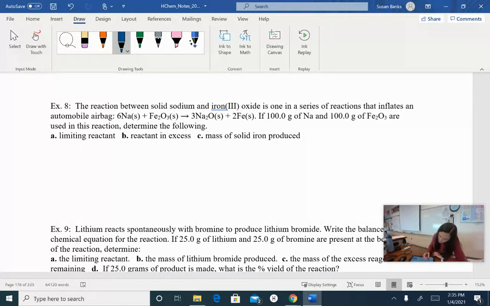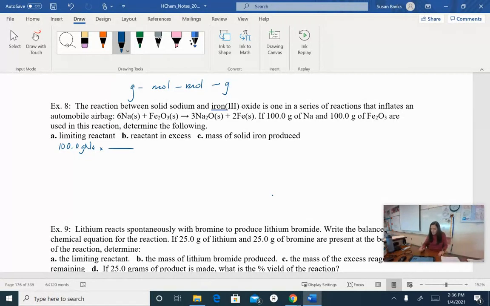So if I start off with 100 grams of sodium, now, remember, I'm going from grams to moles of the unknown, back to grams of the unknown. So I have to use my molar mass.